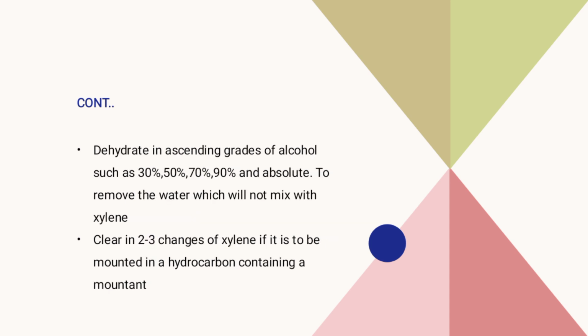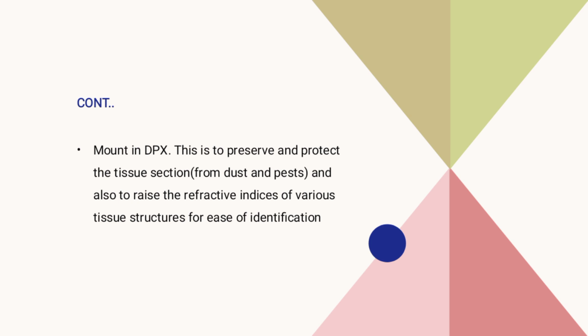Dehydrate in ascending grades of alcohol such as 30%, 50%, 70%, 90%, and absolute to remove the water, which will not mix with xylene. Clear in 2 to 3 changes of xylene if it is to be mounted in a hydrocarbon-based mountant. Mount in DPX. This is to preserve and protect the tissue section from dust and pests, and also to raise the refractive indices of various tissue structures for ease of identification.